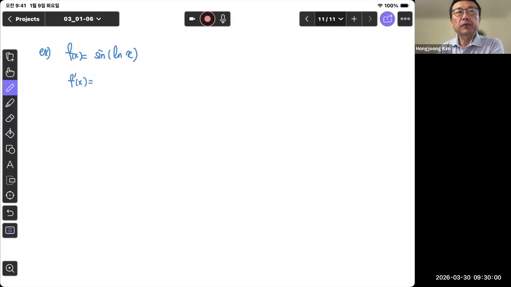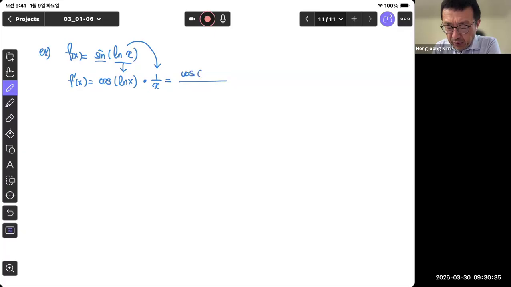the derivative of the outer function. When the sine function is differentiated, you get cosine. And you evaluate that cosine at the inner function, so cosine ln x, multiplied by the derivative of the inner function. If I differentiate ln x, you get 1 over x. So cosine ln x over x will be the derivative of this function f.